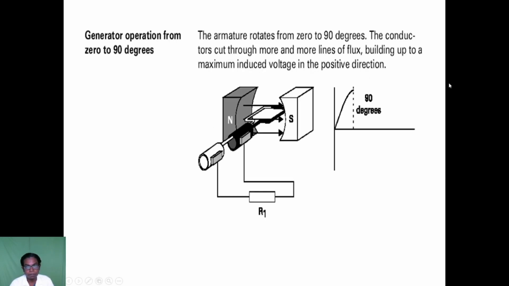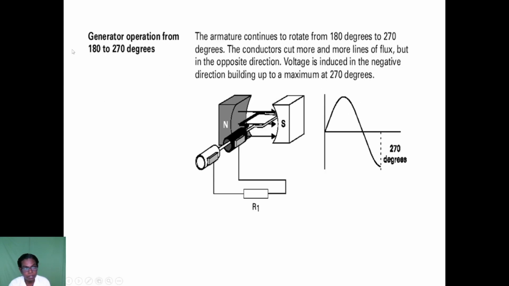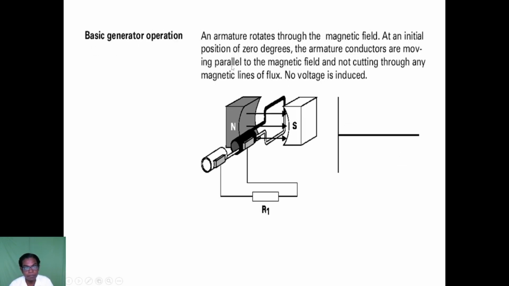First the armature rotates from 0 to 90 degrees. The conductor cuts more and more lines of flux, building up to the maximum induced voltage in the positive direction. At the beginning, the position is 0 degrees. At 0 degrees the magnetic flux and the armature conductors are parallel, so there is no touch and no cut. This means no EMF is induced, as the plane graph shows.